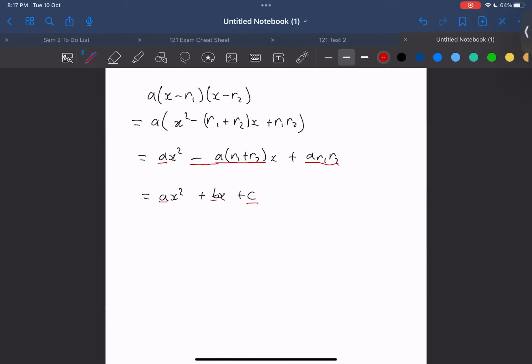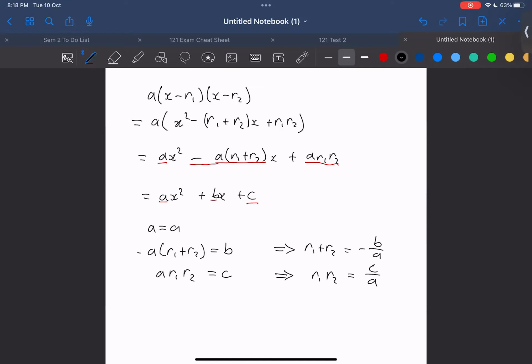If we match up the coefficients of x squared, because the thing from the x squared should be the same, we see that a is equal to a. That's not very useful. Here we see that negative a times (r1 plus r2) is equal to b, and here we get a times r1 r2 is equal to c. This gives r1 plus r2 is equal to negative b over a, and then this one gives r1 times r2 is equal to c over a.